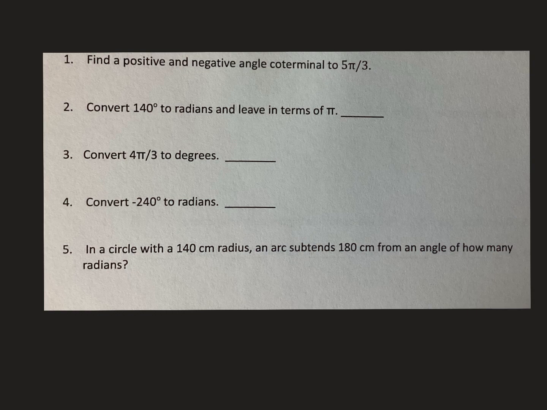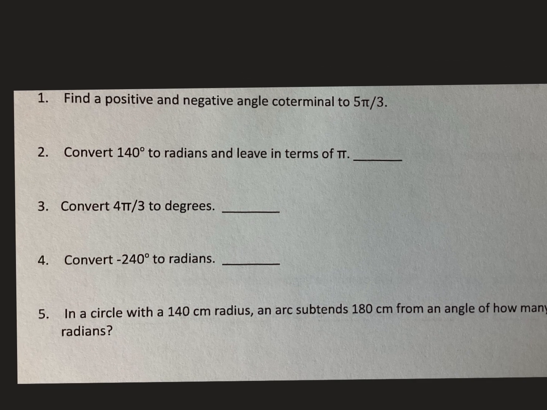Number one, let's find a positive and negative angle coterminal. Coterminal means all around the circle, remember? So this is in radians. The 5 pi over 3 is in radians. So I'm going to add and subtract 2 pi.